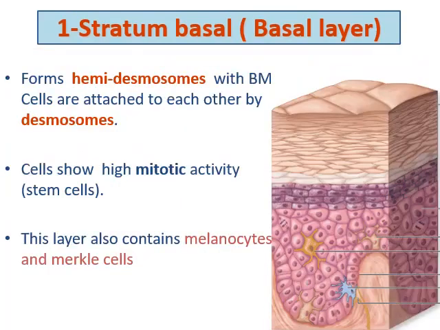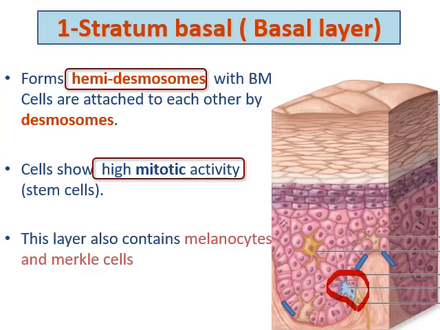Cells of stratum basale are attached to the basement membrane by hemidesmosomes and attached to each other by desmosomes. As we said, it shows high mitotic activity. It is considered a stem cell layer, so it contains plenty of ribosomes. In this layer, stratum basale, two cells are also present: Merkel cell and melanocyte. Both of those cells, melanocyte and Merkel cell, are present in this layer.